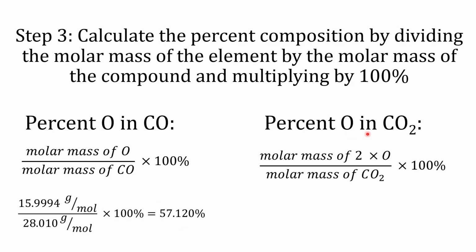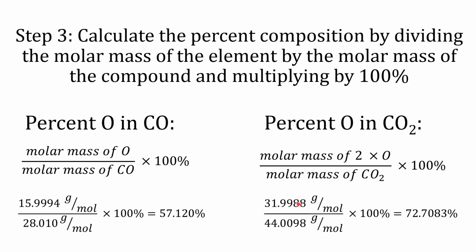Let's do the same thing for carbon dioxide. So here's my percent oxygen in carbon dioxide. Again, I'm going to take my molar mass of oxygen, that has a multiplier of 2, over my molar mass of carbon dioxide. Again, I have calculated both of these quantities in the previous step. So here is my molar mass of oxygen. Again, it's the 31.9988 because I had this multiplier of 2, over my molar mass of carbon dioxide, which is 44.0098. Again, multiply by 100%, and I get 72.7083%.